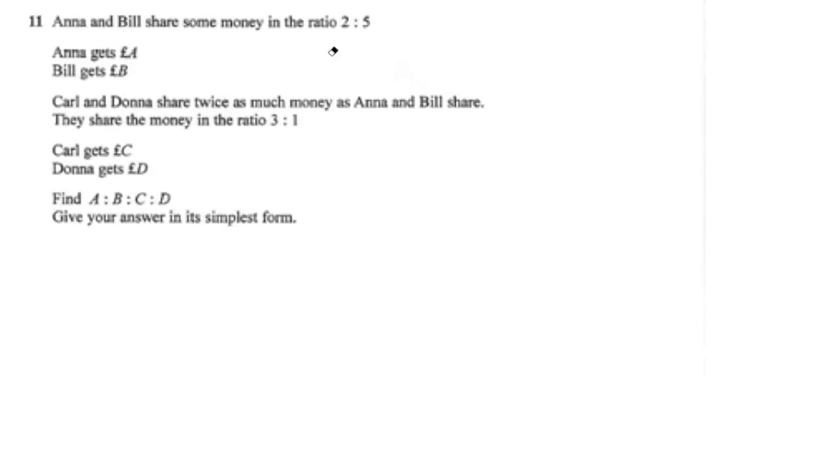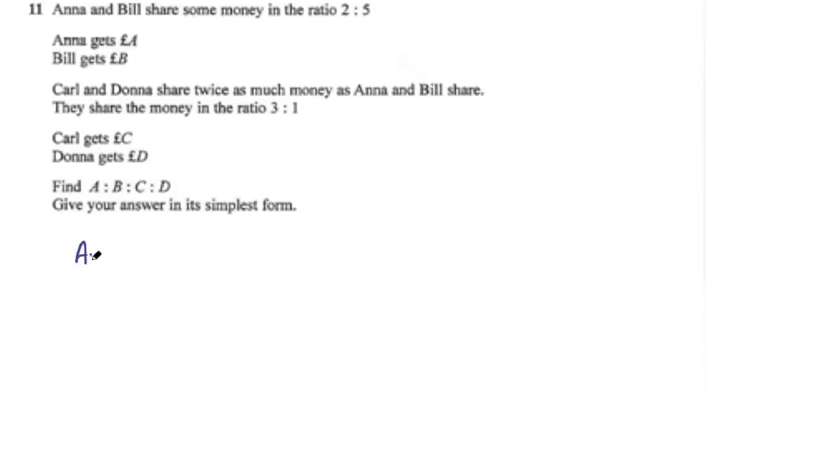The next question says, Anna and Bill share some money in the ratio 2 to 5. Anna gets A pounds, Bill gets B pounds. Carl and Donna share twice as much money as Anna and Bill share. They share the money in the ratio 3 to 1. Carl gets C pounds, Donna gets D pounds. Find the ratio A to B to C to D. Give your answer in its simplest form.